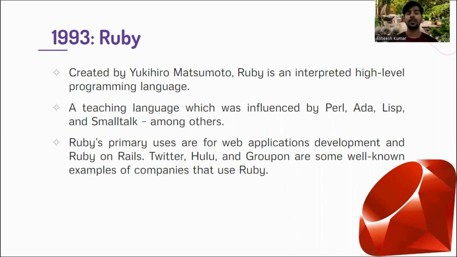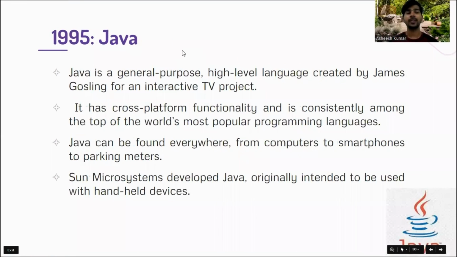After Ruby, the next programming invention is Java. In 1995, Java was introduced. Java is a general purpose, high-level programming language created by James Gosling for interactive TV. It has cross-platform functionality and is consistently among the world's most popular programming languages.